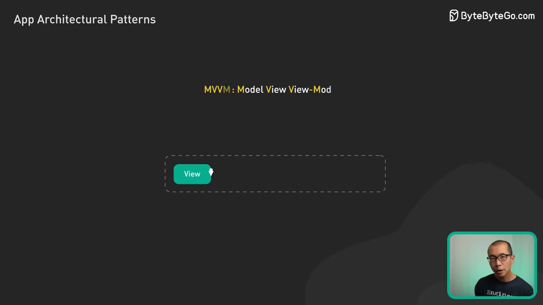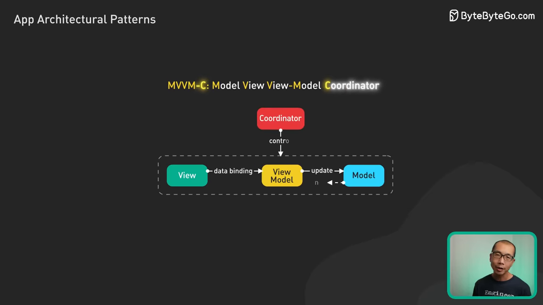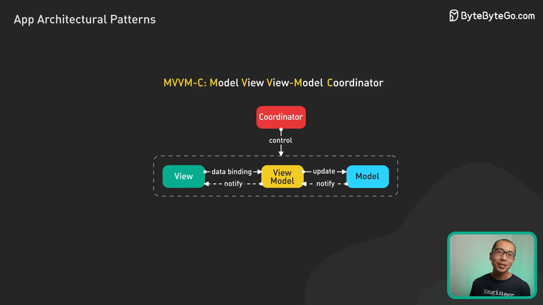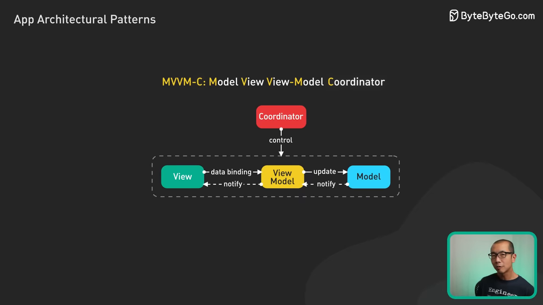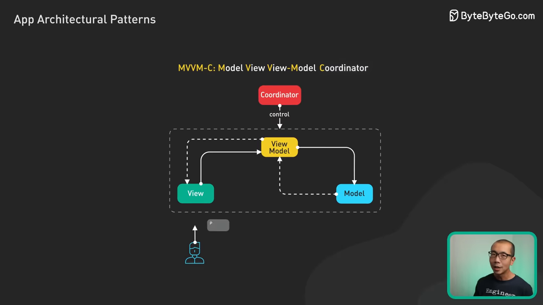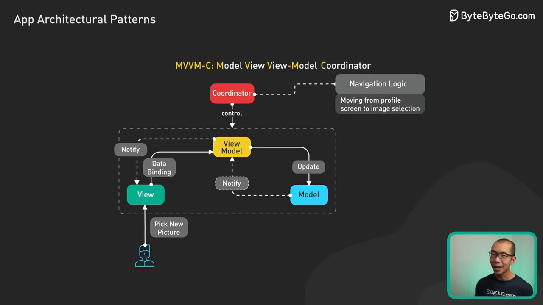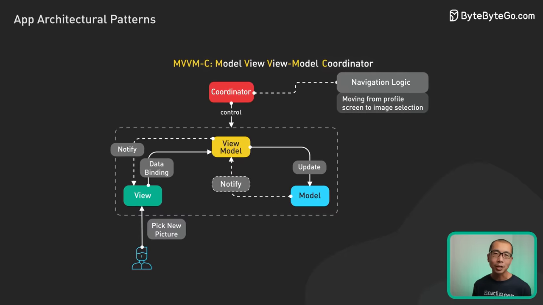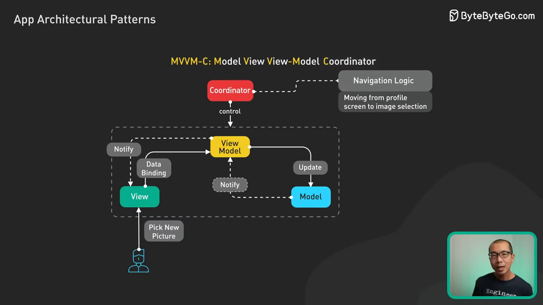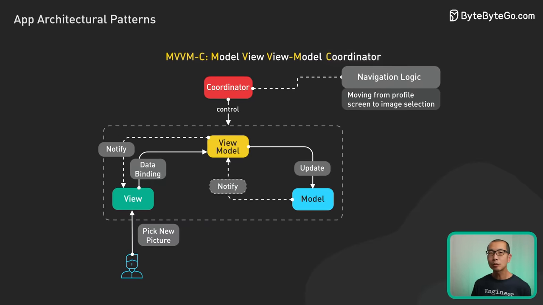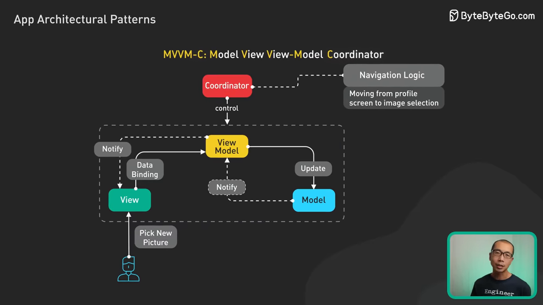MVVMC goes further by adding a coordinator layer to oversee navigation logic. Building on top of MVVM data binding, the coordinator centralizes flow control needed for transitions between screens and use cases. In our example, this means moving from the profile screen to image selection, then back again, while managing saving logic. This responsibility is handled by the coordinator rather than the view model. It allows the view model to focus solely on data handling.